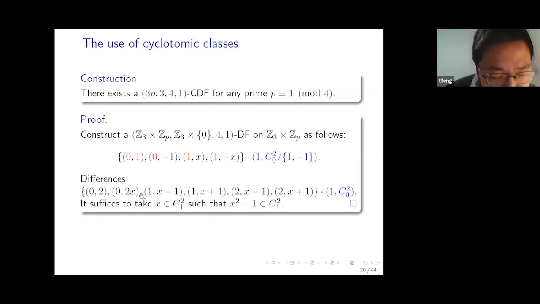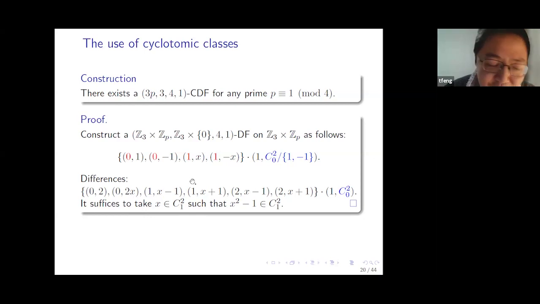Here we want all the non-zero elements, except for Z_3 times 0, to appear exactly one time. So for example, the first two differences are 0, 2 and 0, 2 times x. Okay, we can omit the 2. So the first one we can see is 0, 1. The second one is 0, x. So 1 is a square. So if x is a non-square, then all the non-zero elements with first coordinate 0 appear. Anyway, this is a simple example.